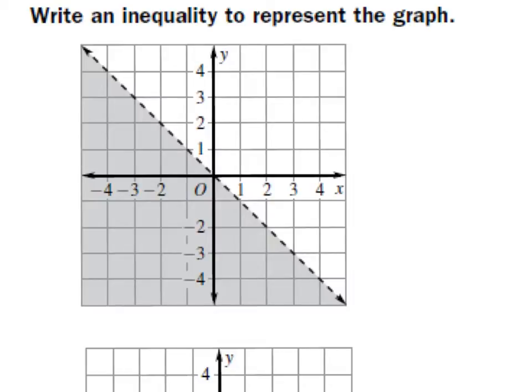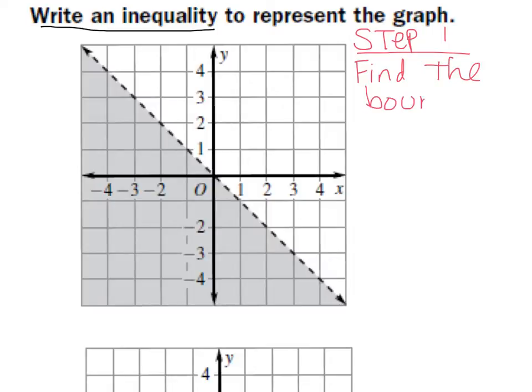How to write an inequality to represent the given graph. Step 1. Find the boundary line. The boundary line is simply the line that separates the coordinate plane into two half planes. The method we would use will be the same as looking for a linear equation.